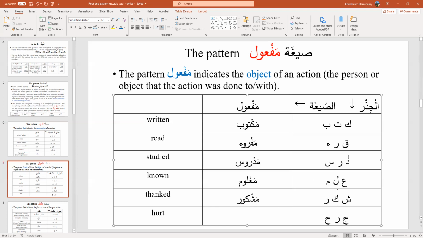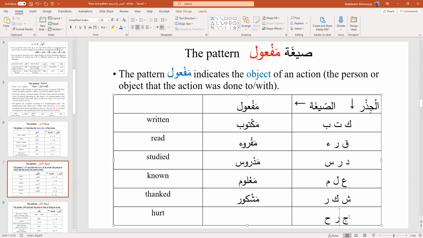And finally, the jim, ra, ha. This root has to do with hurting, whether hurting physically or hurting emotionally, just like in English. Both can work. So let's put it in the pattern maf'ul. You can just pause here and then see the answer.